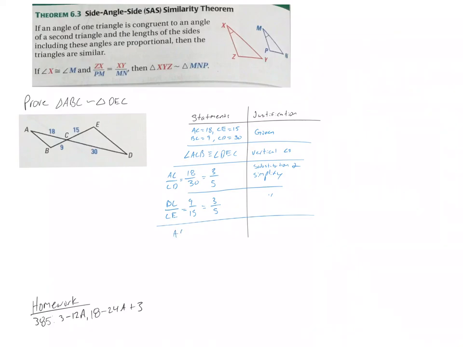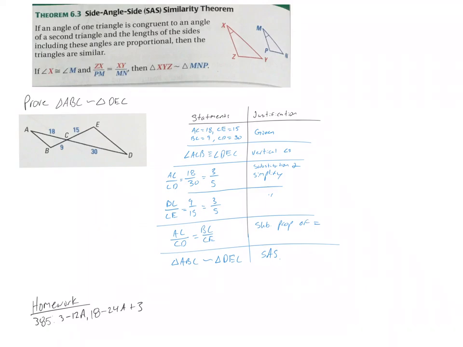That means AC over CD is equal to BC over CE. I'm going to say substitution. Prove equality. Therefore, I can say triangle ABC is similar to triangle DEC, and that is by side angle side.